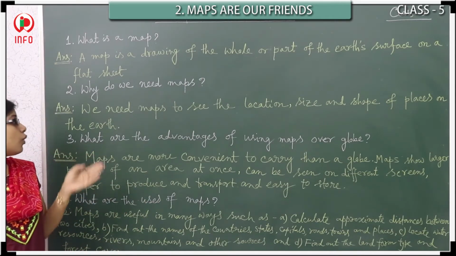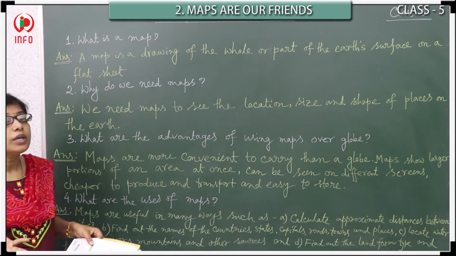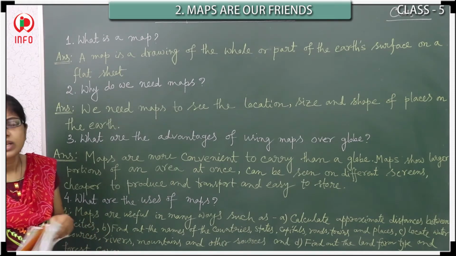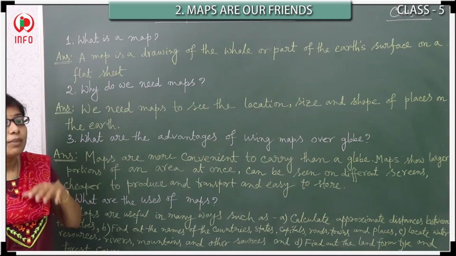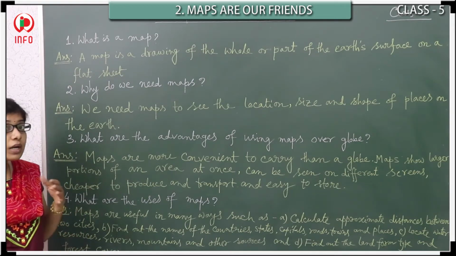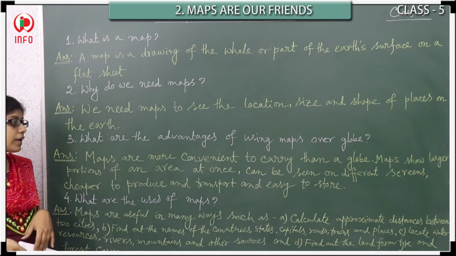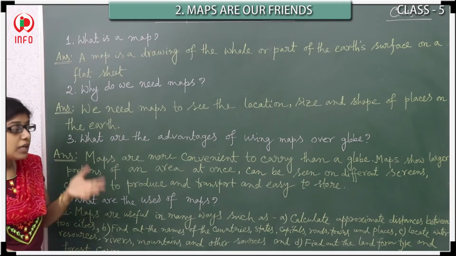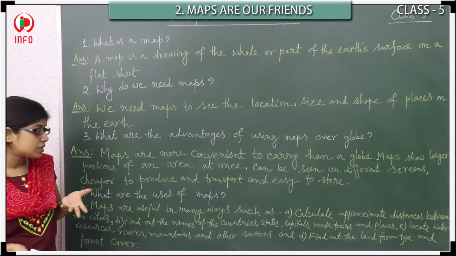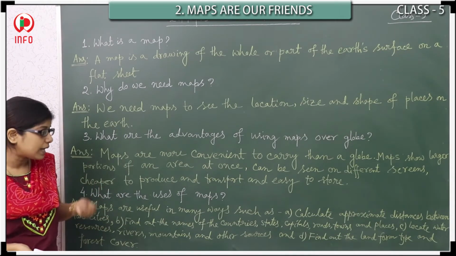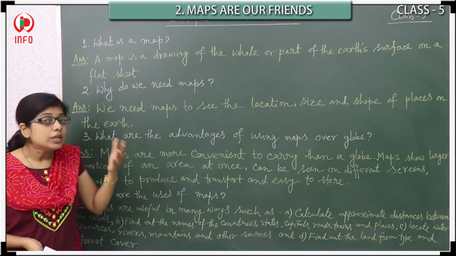Next thing, the third one. What are the advantages of using maps over globe? That means why should you use a map. When you have the globe, then you can use the globe only. But why are we using the maps? What are the benefits? So maps are more convenient to carry than a globe. Maps show larger portions of an area at once, can be seen on different screens, and are cheaper to produce. That means the production cost is also less, and they are easy to transport and store.